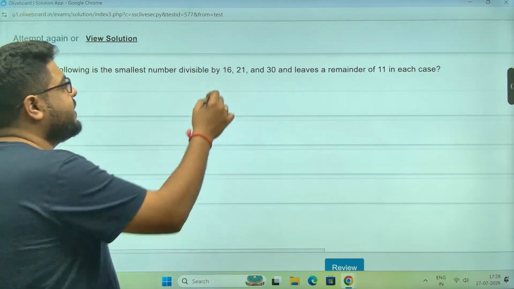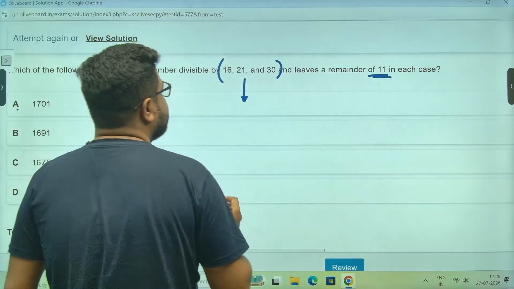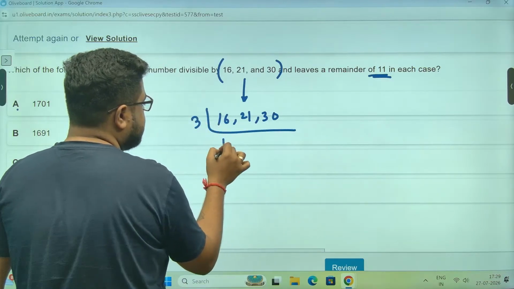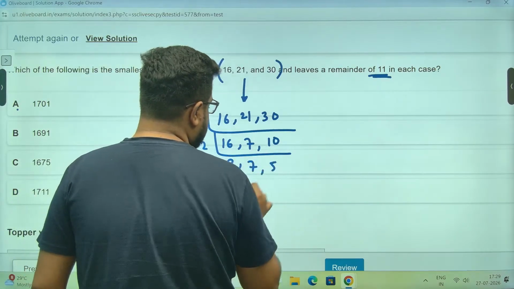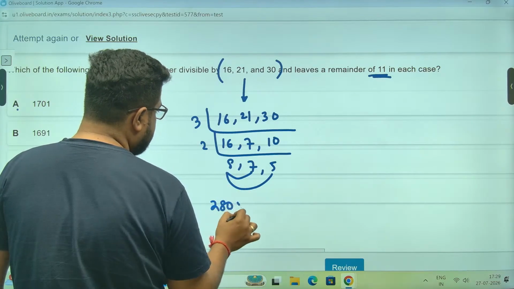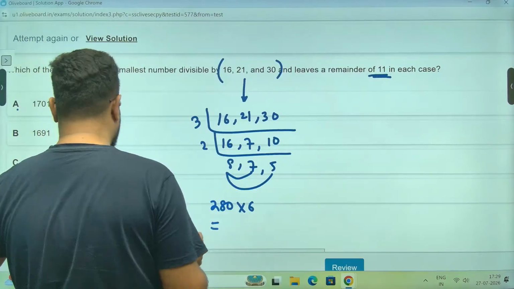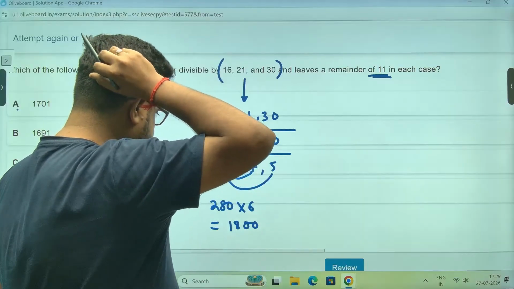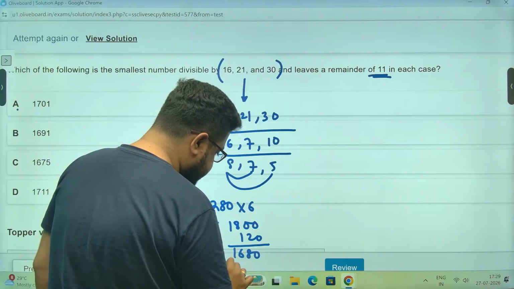Following number divisible. Divisible meaning it's an LCM case. So my answer will be the LCM of these three plus a remainder of 11. So its LCM: 3, 7, 10, 2. I don't think we can do anything. 5 8s are 40, 280 into 6, 1800 minus 120. 1680 is the LCM.